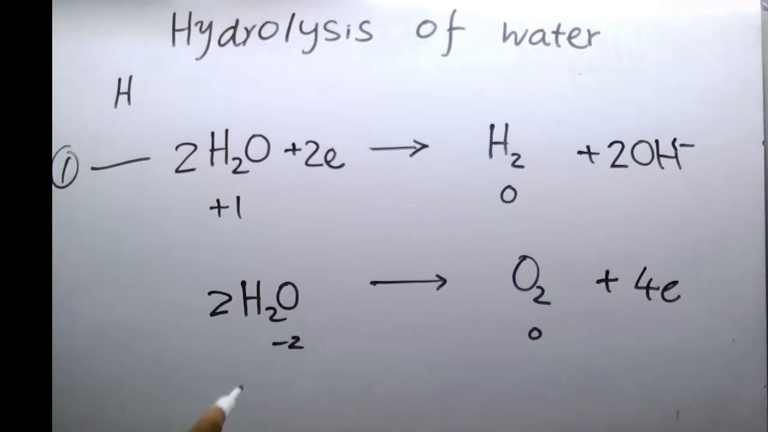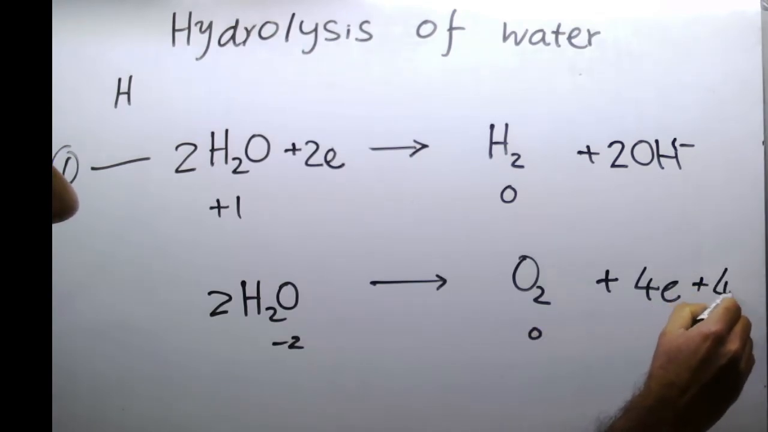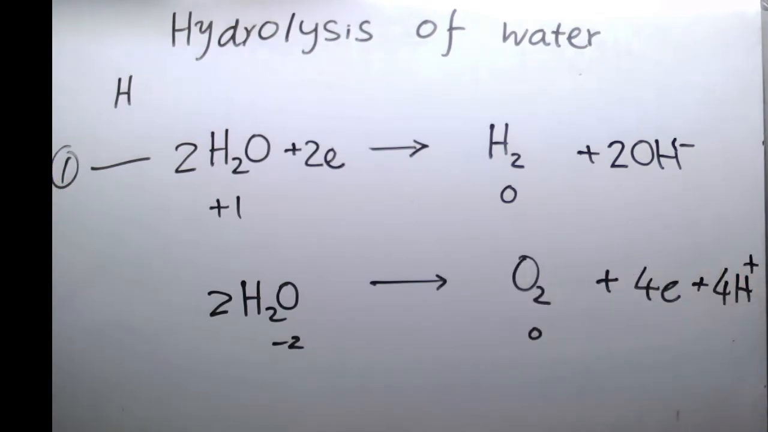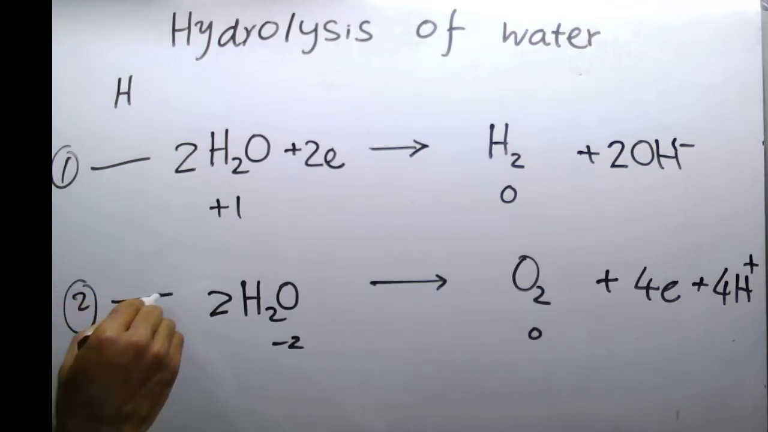Again, there are 4 hydrogen atoms. I can use hydrogen ions to balance hydrogen atoms. It looks okay. Then this is the second equation.